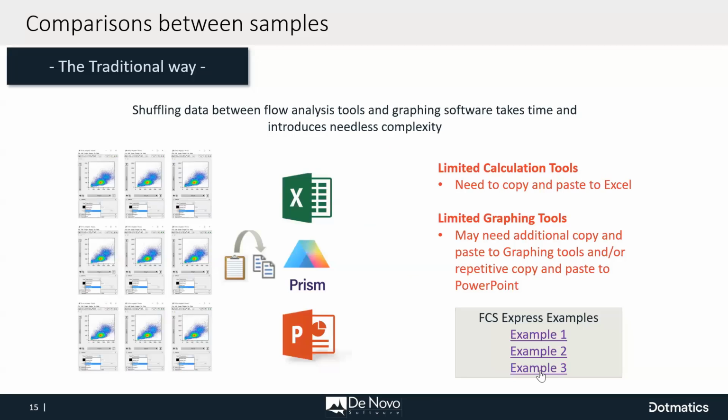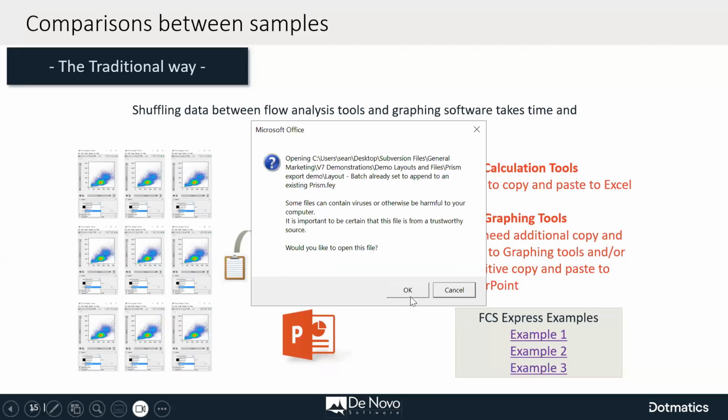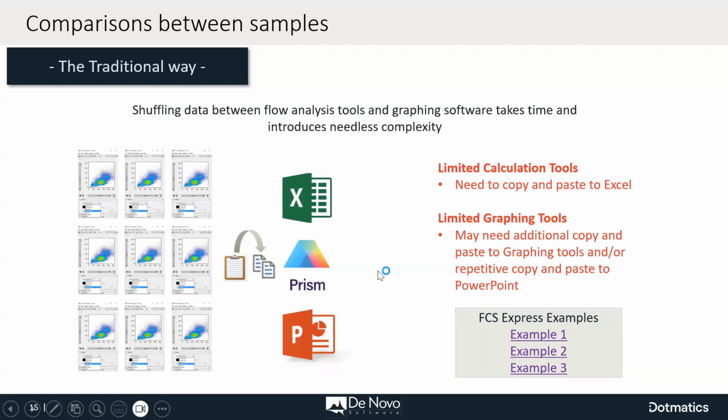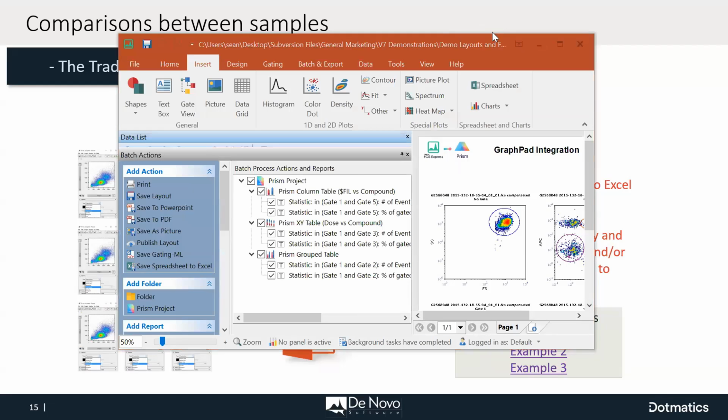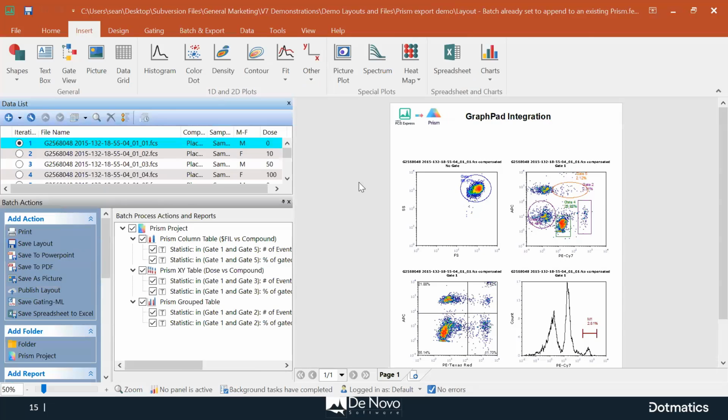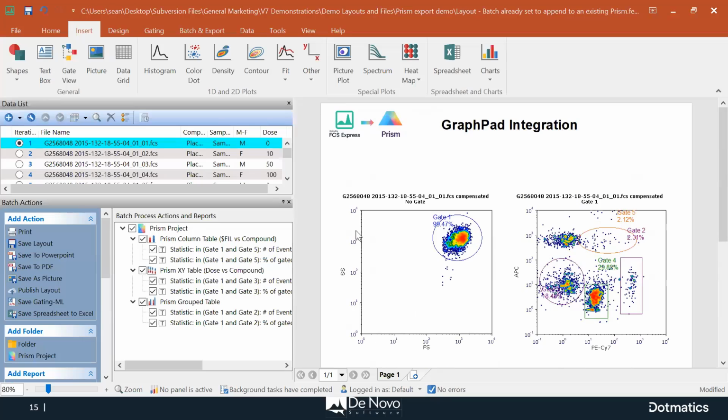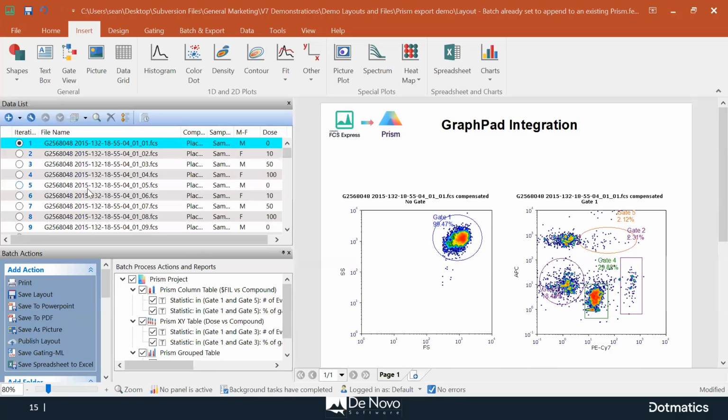Now, I do understand though that a lot of people like to work in Prism because it's a really great tool, and they're one of our sister products at Dotmatics, and because of that, we've been able to enable direct exports to GraphPad Prism from FCS Express. Now, earlier I'd mentioned in the previous example that we can utilize what's called batch processing.